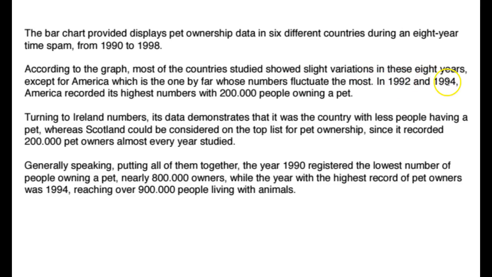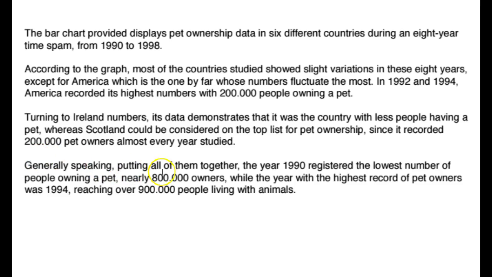In 1992 and 1994, America recorded its highest numbers with 200,000 people owning a pet. This should be a comma, by the way. In order to denote thousands, we use a comma, not a full stop. Turning to the numbers for Ireland, the data demonstrates that here the least number of people owned a pet, whereas Scotland had the highest number of pet owners at 200,000 in almost every year studied.